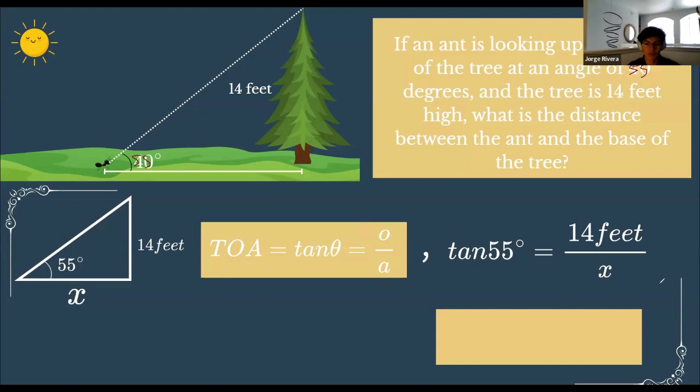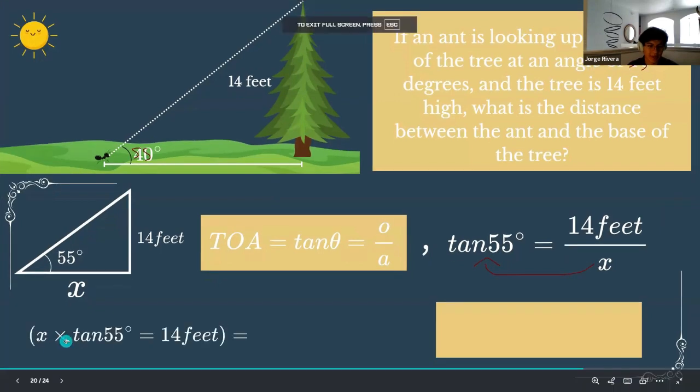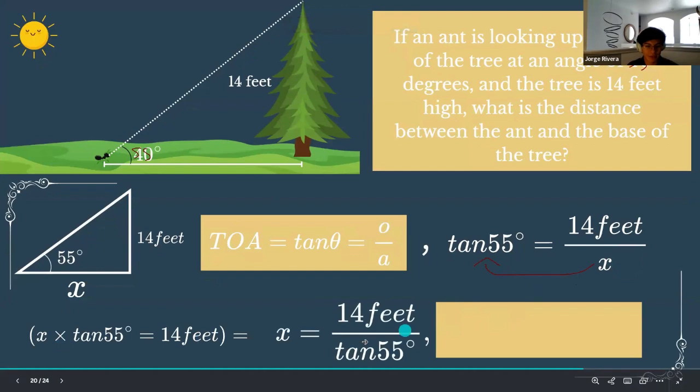All right. So basically what you would do is move the x over here. You would multiply this side by x because it's divided on the other side. That means that x times tan 55 is equal to 14 feet. Then you would divide this side by tan 55 in order to isolate the x. And that would give you x is equal to 9.8 feet.